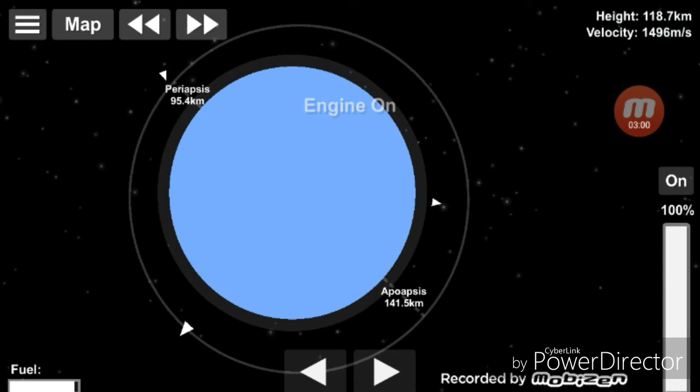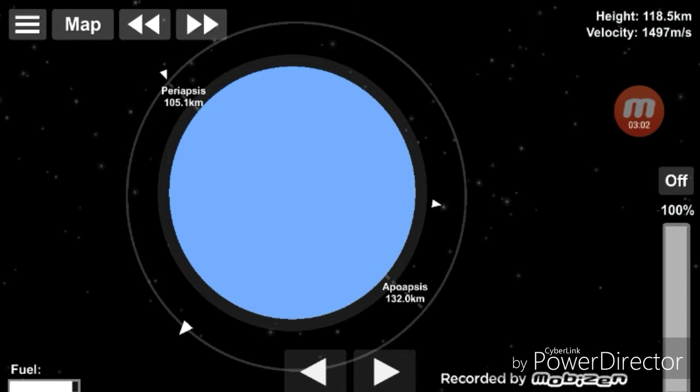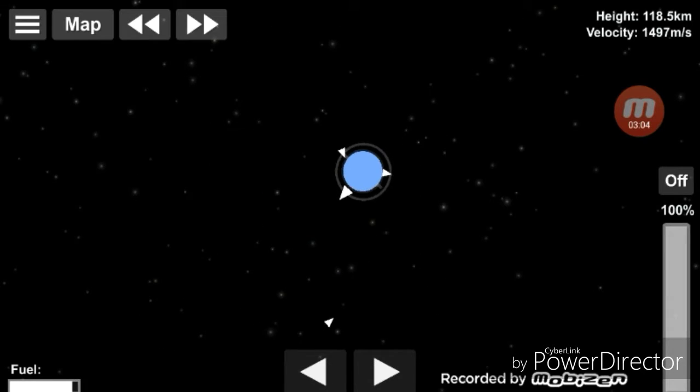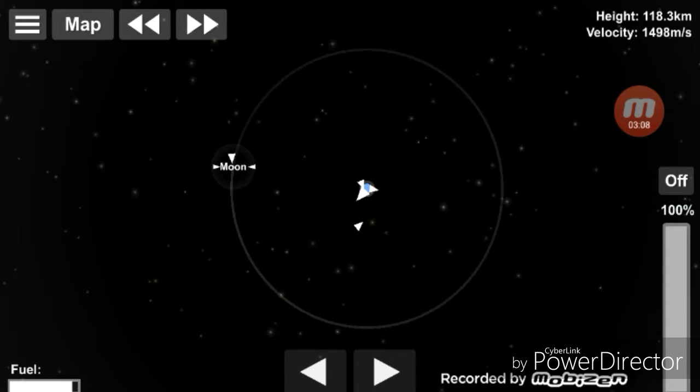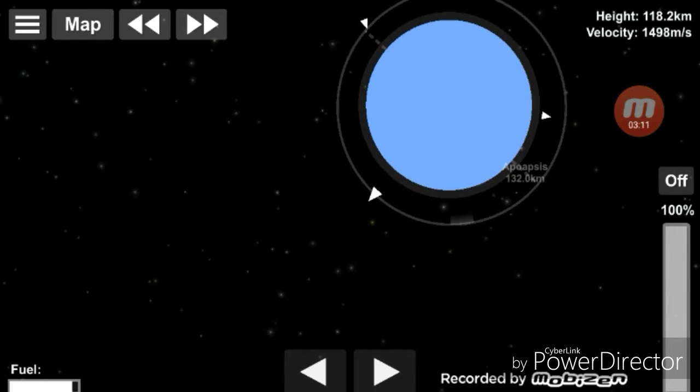Time for more shifts. Now, if we were to set up an encounter with the moon, you can see here that our approach vector to the moon is relatively aligned to where the moon is supposed to be. As I say, we would be burning towards the moon in this orbit.